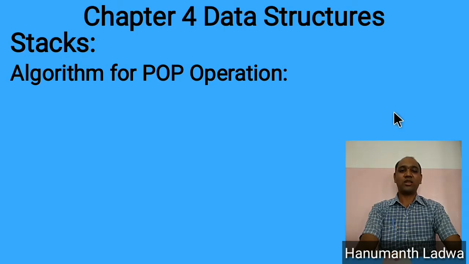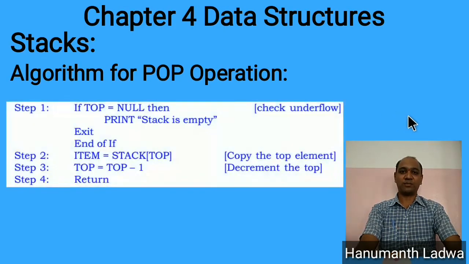Next, the algorithm for the pop operation. Step 1: if top is equal to null, that is if top is equal to -1, meaning it is pointing to null, then it is going to print stack is empty, exit, and end of if. If this is false, then we have the elements in the stack that are to be removed or popped out of the stack.